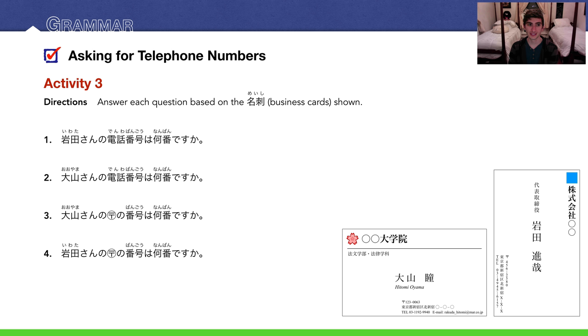We have another activity, activity three. Answer each question based on the meishi shown. So, meishi are business cards in Japanese. You will typically see people who work for a company or graduate students at a university holding these. And they always have them on their person. Sometimes you'll see an undergraduate student at a university have them, but it's usually graduate students and people who work at companies, basically anyone who works in Japan.